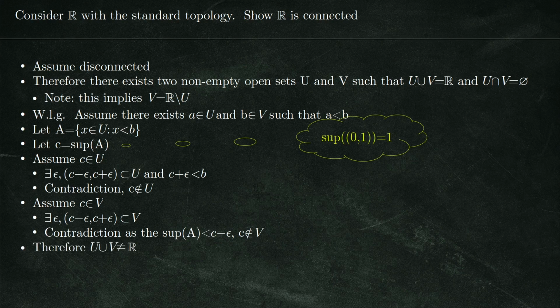Therefore, the union of U and V cannot be all of R. There's a point missing, that is the point c. Therefore, we've reached our contradiction and R must be connected.